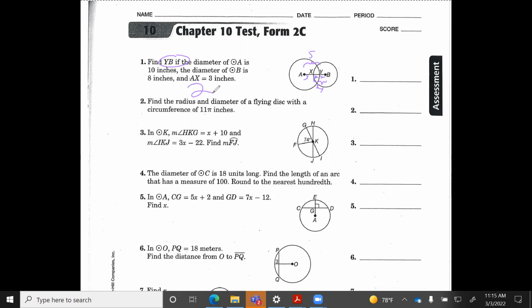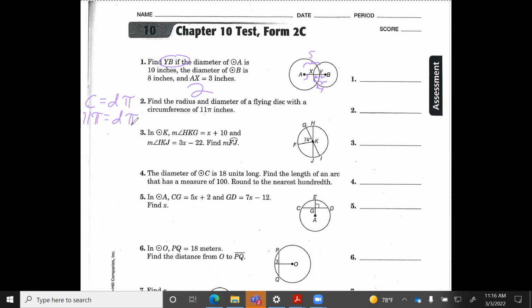On number 2, it says find the radius and diameter of a flying disc with a circumference of 11 pi. Again, I think I put 2 questions on the test that were in terms of pi, so you will see something in terms of pi. We had 2 circumference formulas, and it doesn't matter which one I use. I'm going to do diameter first because circumference equals diameter times pi. So this is 11 pi.